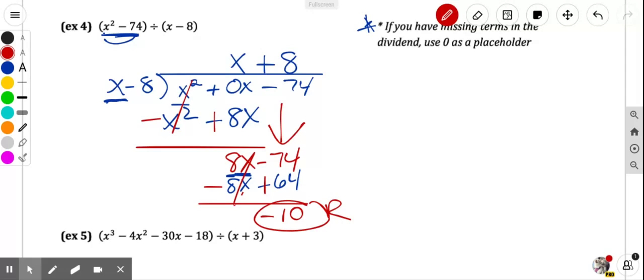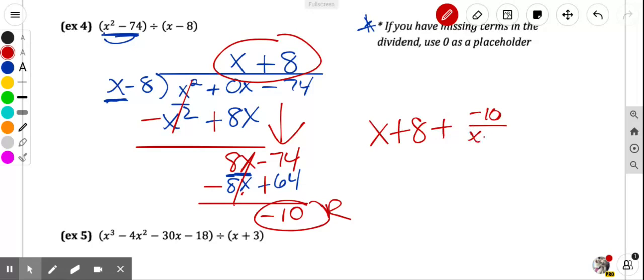So remember, on the first page, it said quotient. So this is your quotient, x plus 8 plus remainder over divisor. And that's your final answer. Okay, couple more.